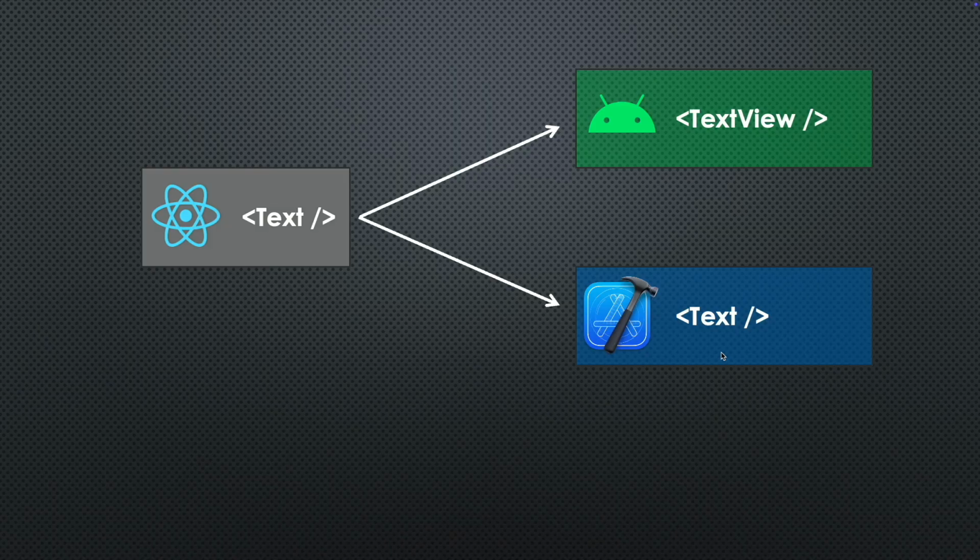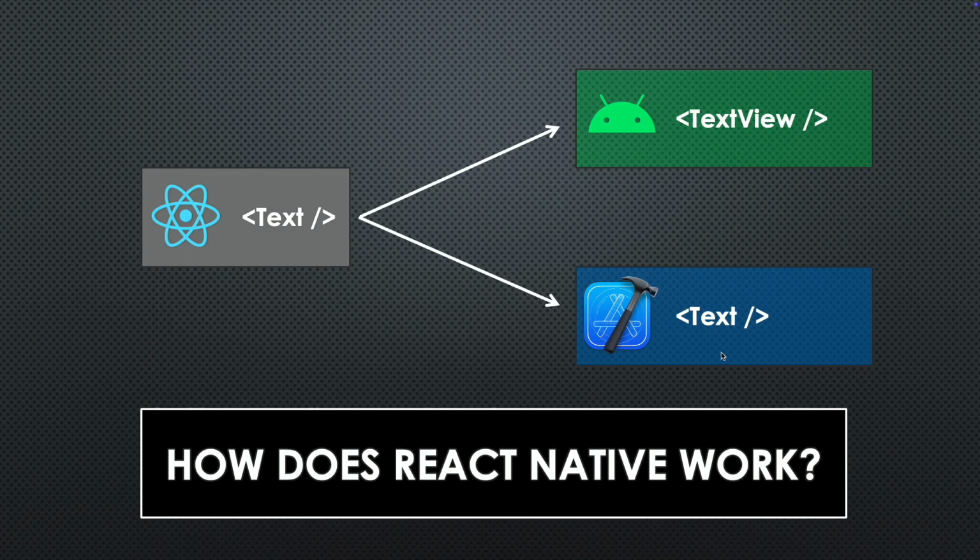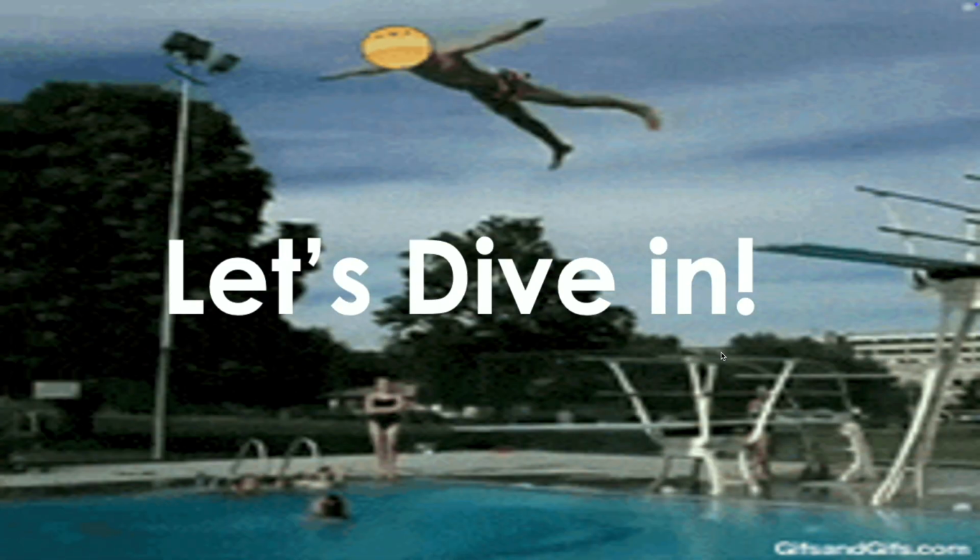And the good part is that it actually renders as real native UI on both platforms, both iOS and Android. So this means your app uses the same native platform APIs. That's pretty amazing, right? But this begs the question, how does React Native work? How does JavaScript code actually turn into native UI? That's exactly what we are going to explore in this video, so let's dive in.